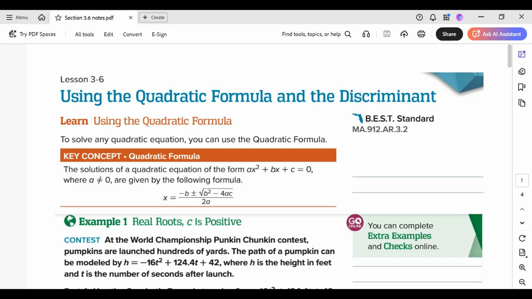Remember, the equation has to be in the form ax squared plus bx plus c equal to 0. A cannot be 0, and we will be using the formula that says x equals negative b plus or minus the square root of b squared minus 4ac, all over 2a.